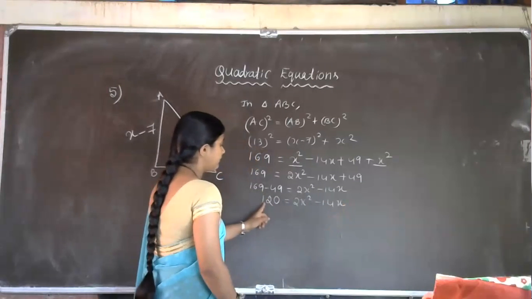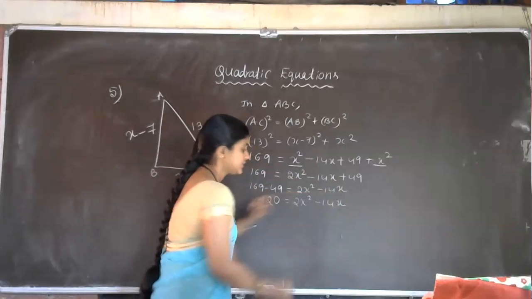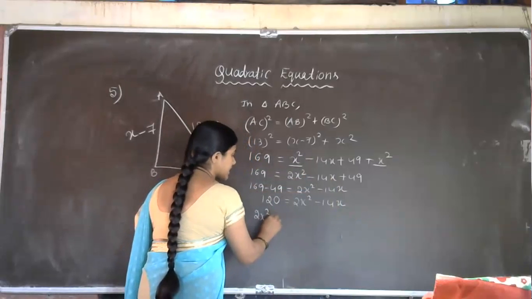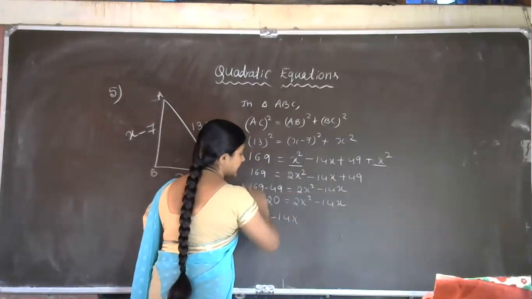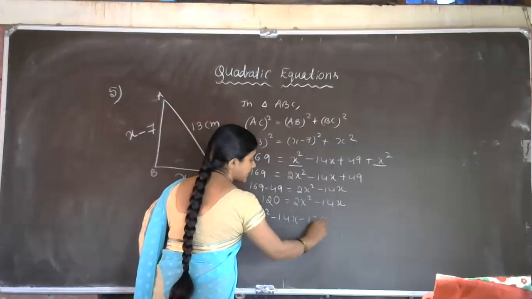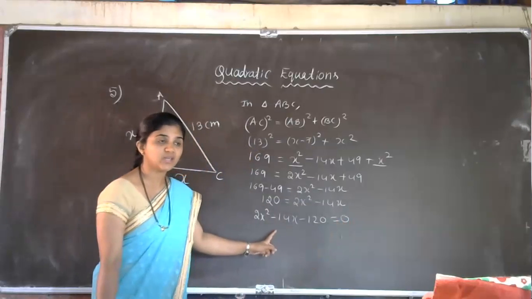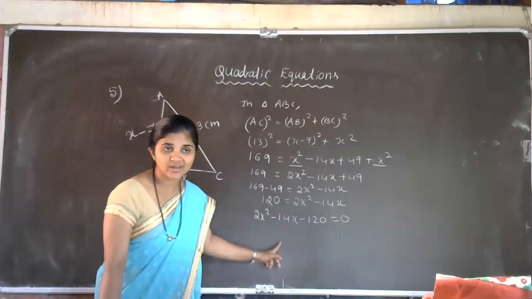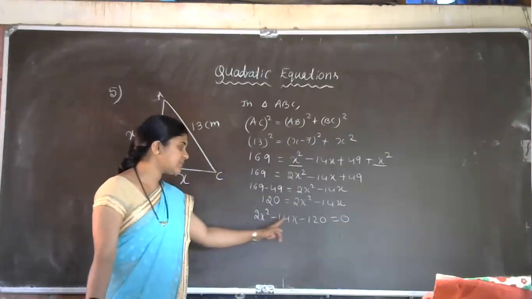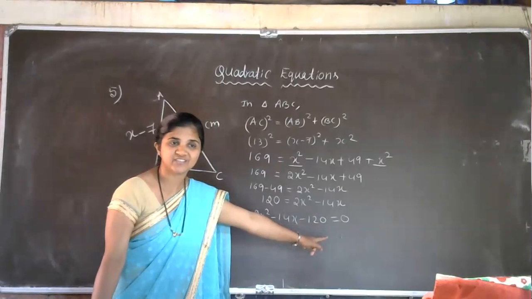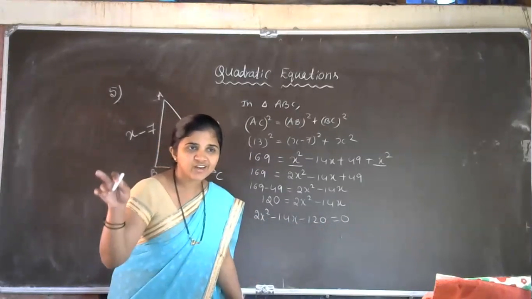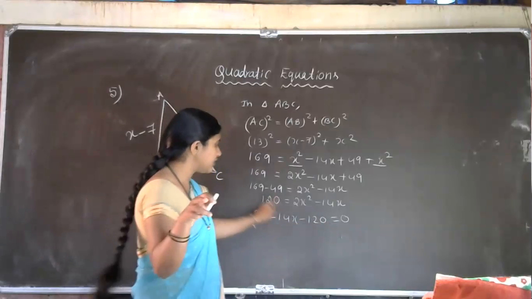Now can we take everything to one side? So it is 2x square minus 14x, then take this 120 to that side, minus 120, and this side is equal to 0. Is it a quadratic equation? Did you get the same quadratic equation, students? 2x square minus 14x minus 120 is equal to 0. Now you can continue the problem.